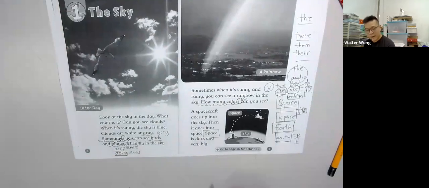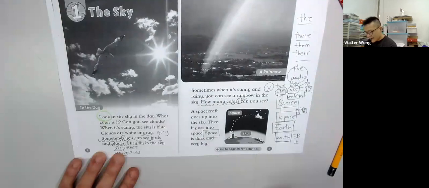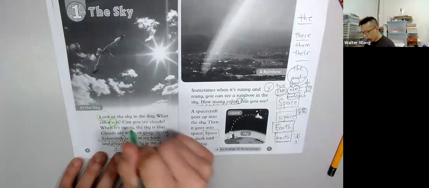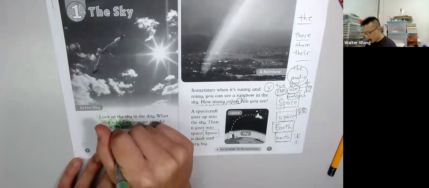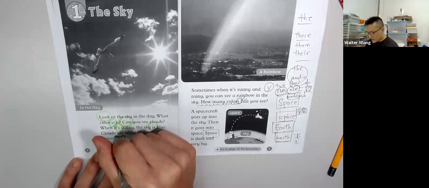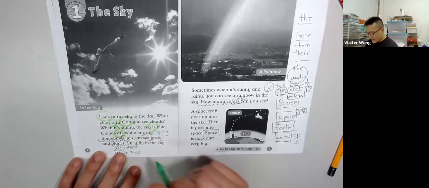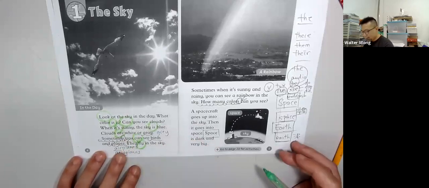the sky，有陣時開頭命令句。Look at the sky. What color is it? Can you see the clouds? When it's sunny, the sky is blue. Clouds are white or gray. Sometimes you can see birds and planes. They fly in the sky.